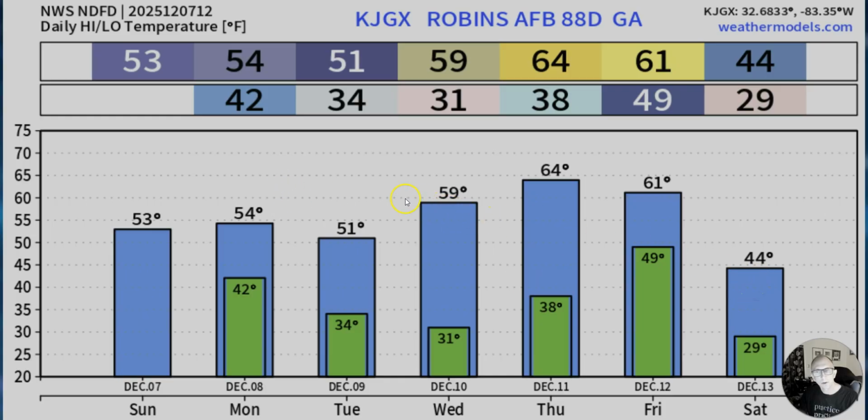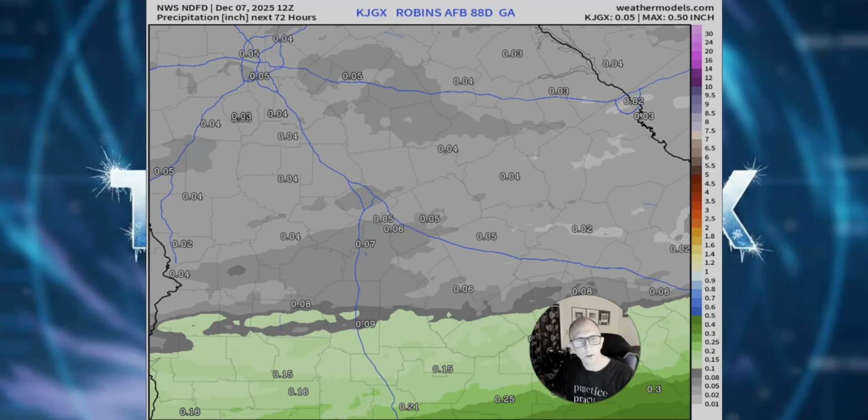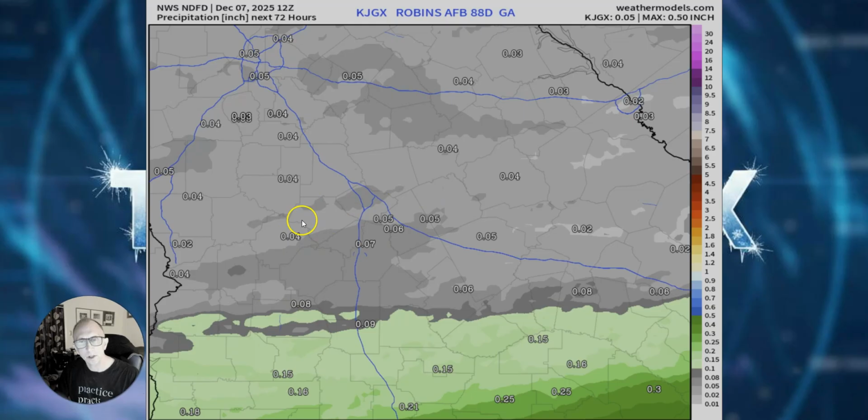So what do the precip chances look like? Over the next 3 days, not expecting a lot of precip here. Maybe a trace, maybe, but overall not a lot of precip for the next 3 days.